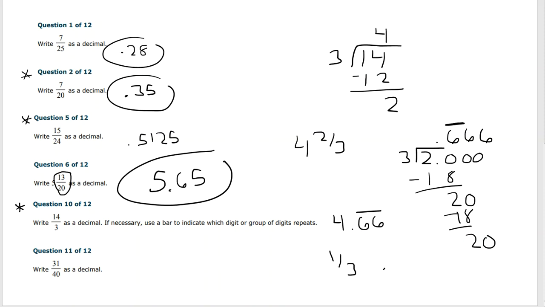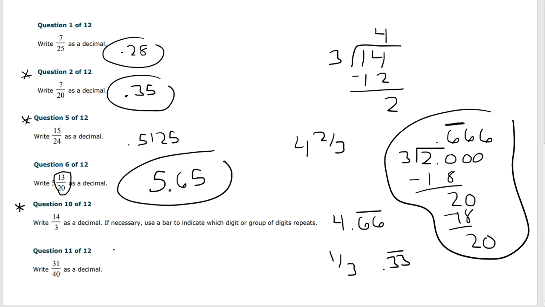Okay. Some common ones for you to know are 1/3. Remember, that's going to be 0.33 repeating. And whenever you have a 2/3, it's going to be the 0.66 repeating. Okay, let's go ahead and look at one more, and then I think you guys will be ready to do your assignment question. Number 11 says write 31/40 as a decimal.